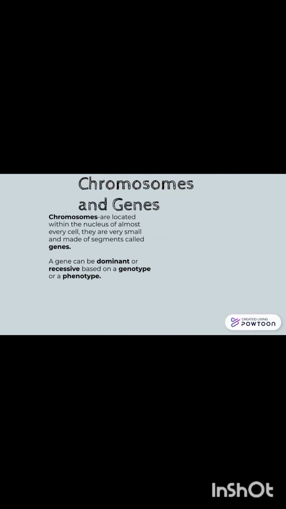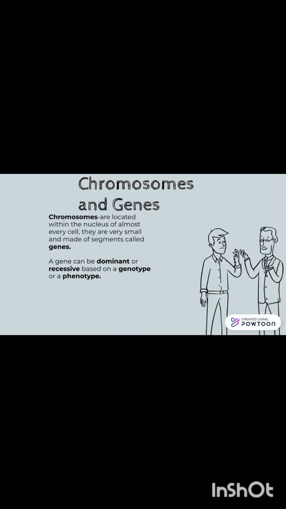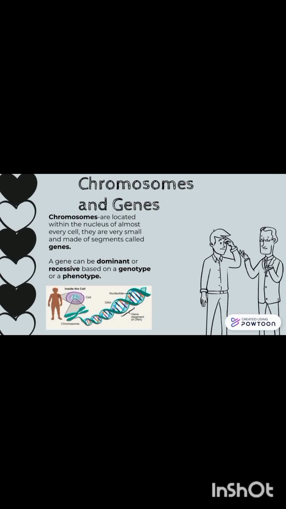Chromosomes, genes, and DNA. As mentioned, a new life begins as a zygote. Chromosomes are located within the nucleus of almost every cell. They are very small, and each chromosome is made up of many segments called genes. Genes are the smallest unit of heredity and are responsible for human heredity. A human cell is estimated to contain between 20,000 and 25,000 genes. DNA, chromosomes, and genes are composed primarily of a complex molecule called DNA, deoxyribonucleic acid, which is the chemical basis of heredity.